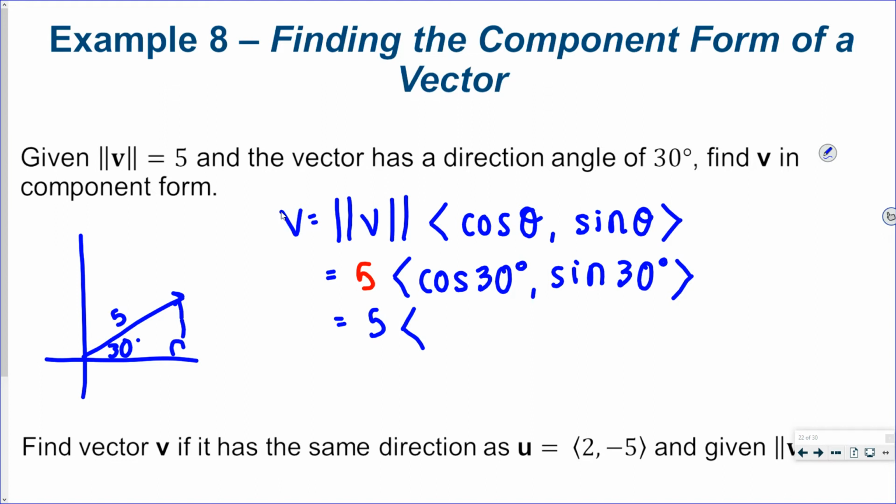So these ones are on a unit circle. Do you guys remember what the cosine of 30 degrees is? Square root 3/2. Sine of 30? 1/2.